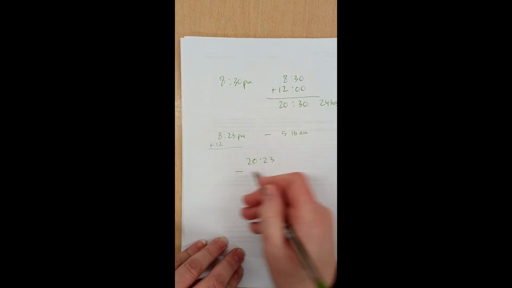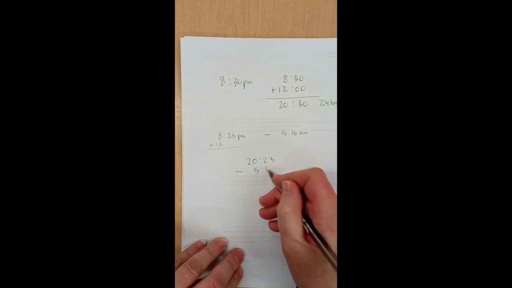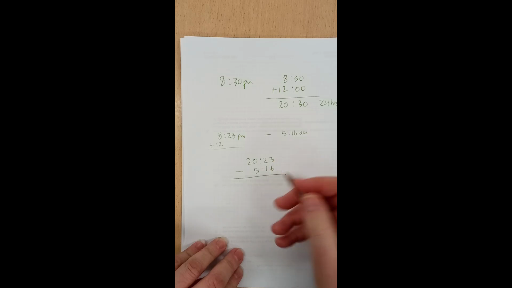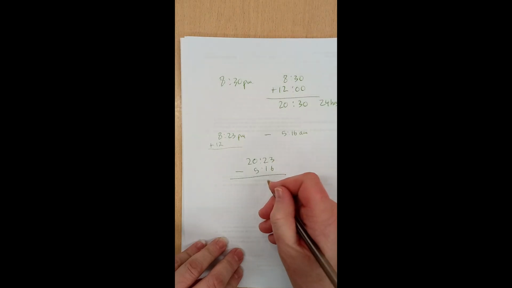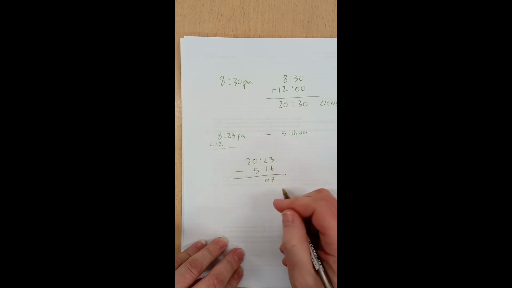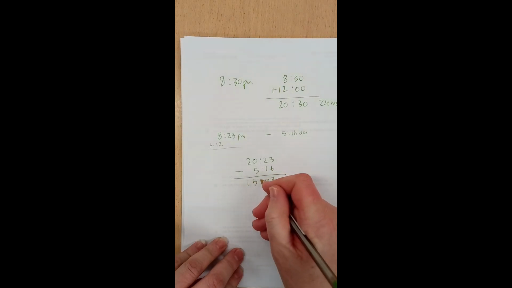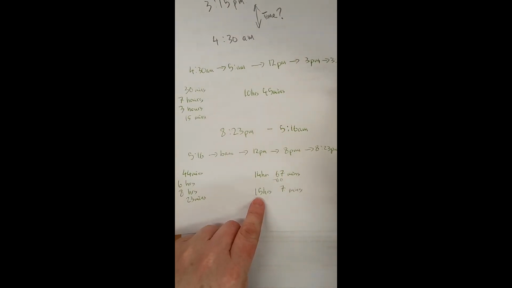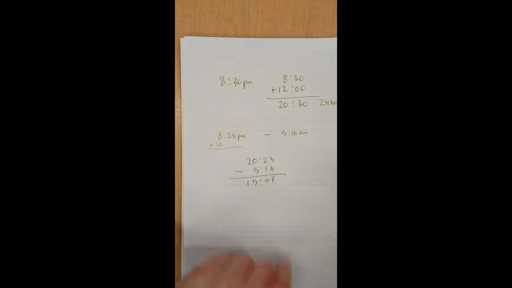20:23, and I'm subtracting 5:16. Okay, so 23 take away 16, would you believe, is 7. And 20 take away 5 is 15. And that is the same answer as we just did here. 15 hours, 7 minutes. Okay, so that's how you do it.